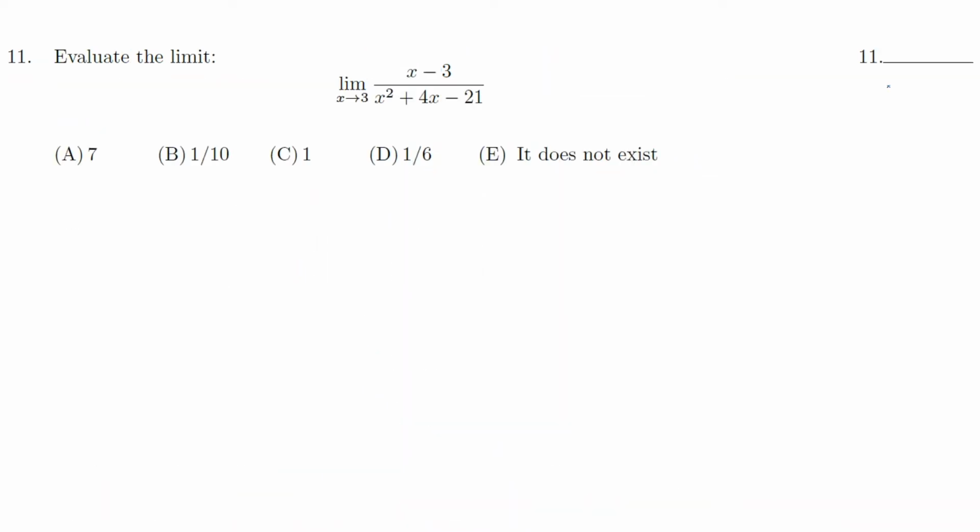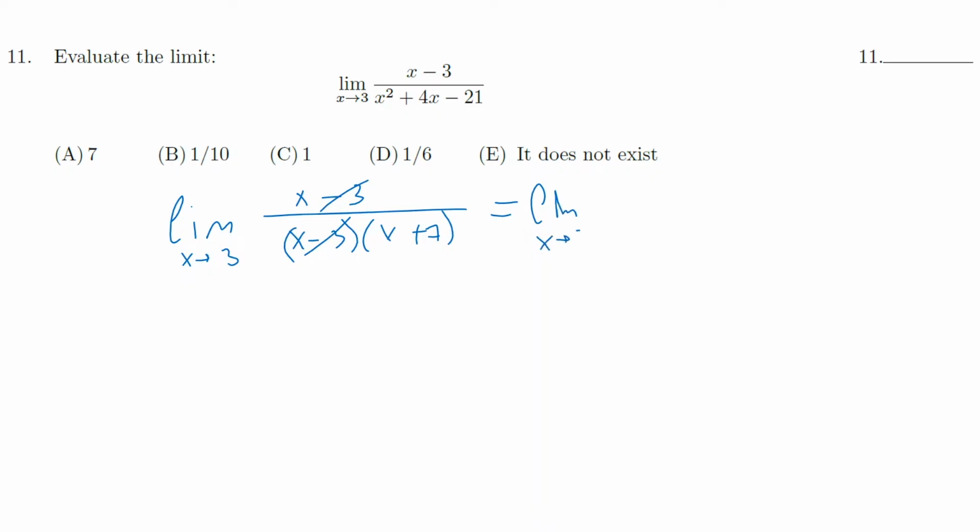Next, evaluate the limit. So this is what you should do. Technically, you should plug stuff in, but I'll just go ahead and start simplifying immediately, because once you plug it in, you'll probably get 0 over 0. We have to simplify it anyways, so let me just do it right away. X squared plus 4x minus 21 is equal to x minus 3 times x plus 7. I can cancel x minus 3. I get limit x approaches 3 of 1 over x plus 7. Plug in 3, that's equal to 1 over 10, which is B.